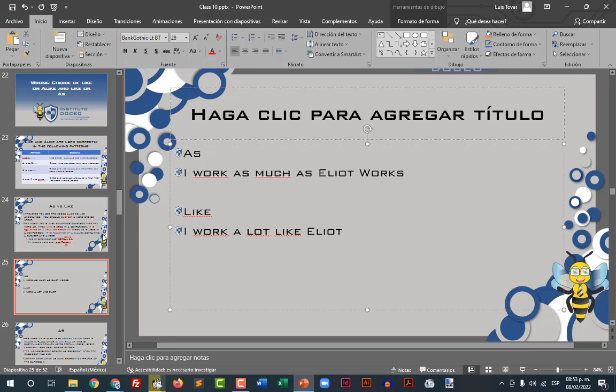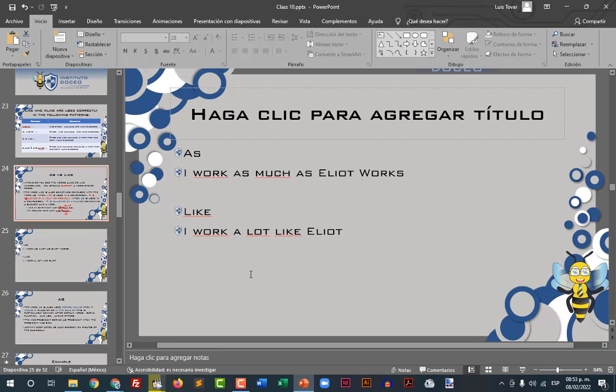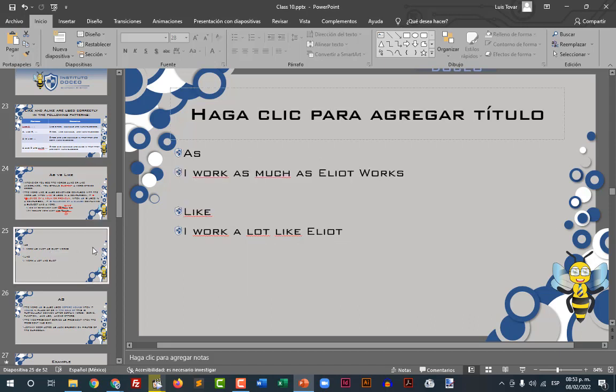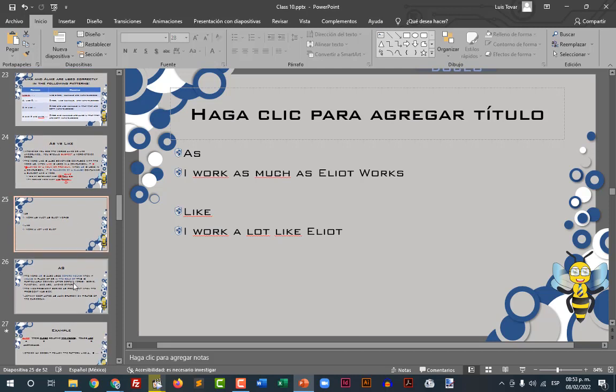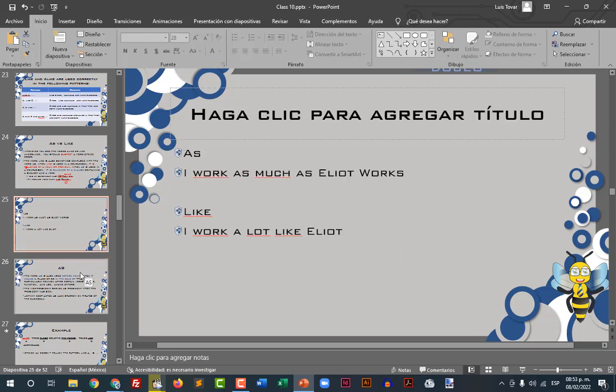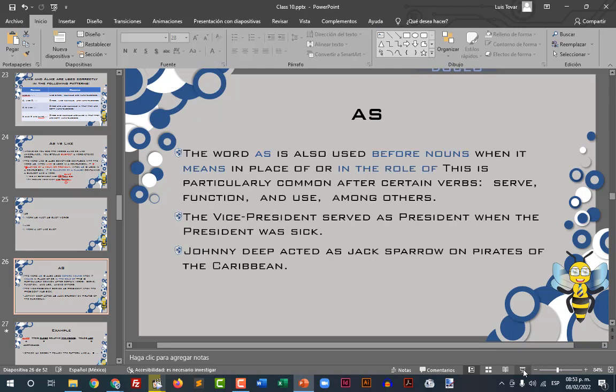Well, yeah. That's what it says here. They are both the same. Yeah, that's right. Like and as can be translated both as como. Okay. This is just to learn that, to remember the rule. Like a formula, no? Yeah, that's right. It's like a formula.